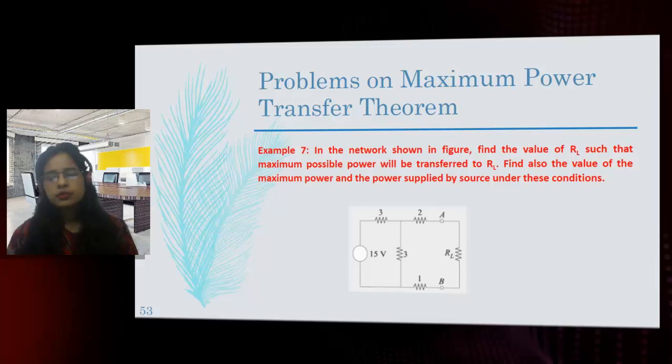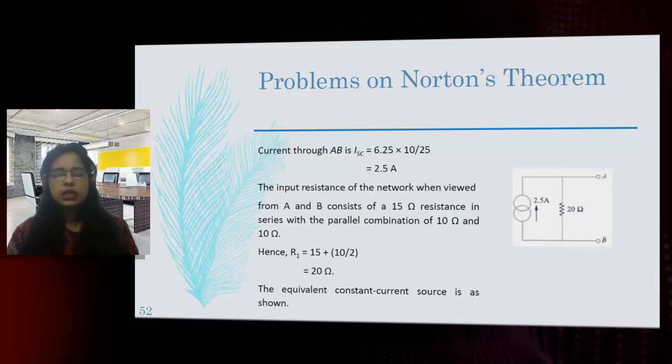So with this I am finishing the first module. Only one topic is left, that is some numericals on star delta transformation, that I will discuss in the next video. If you have any query, you can ask me. In the next video I'll discuss a few numericals on star delta transformation, and we'll move to the next module.